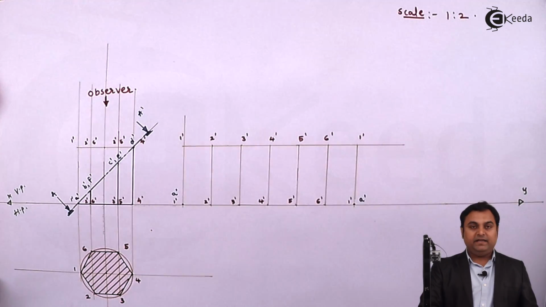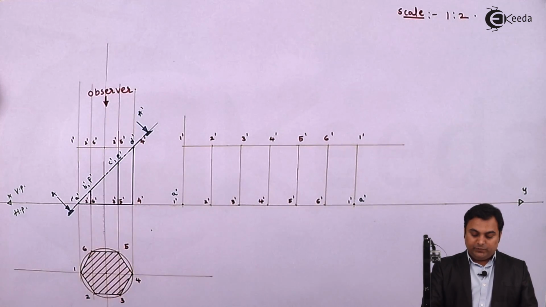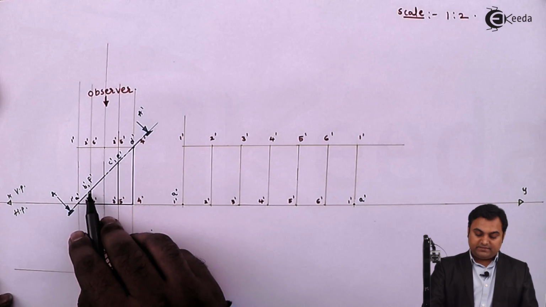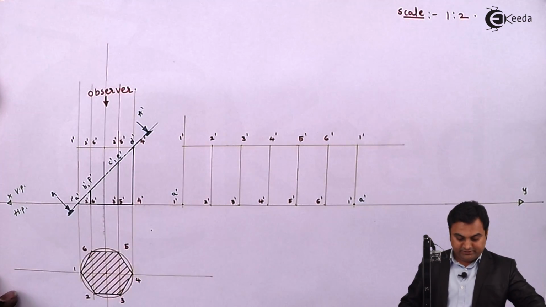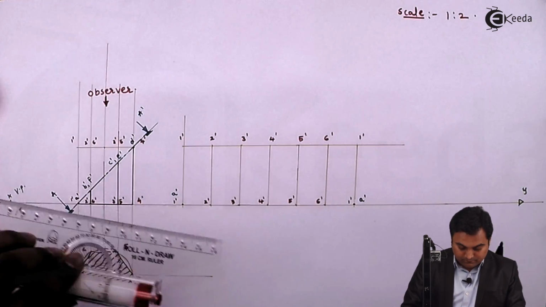Then point B and F. I'll say that where B is cutting, it is cutting edge 2 dash, 2 dash and projecting it here. So projecting it.